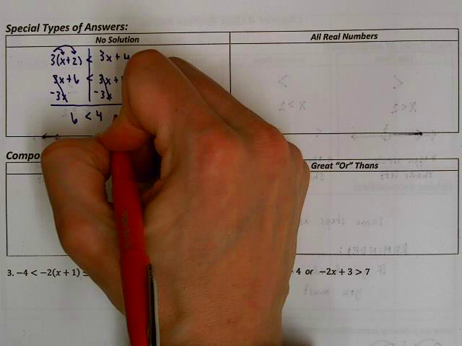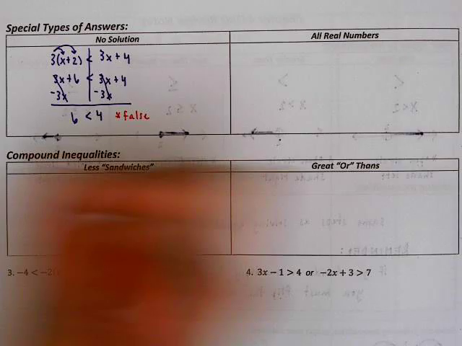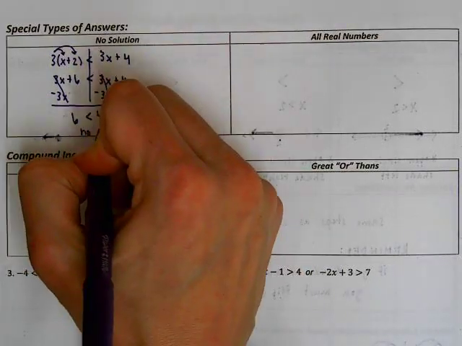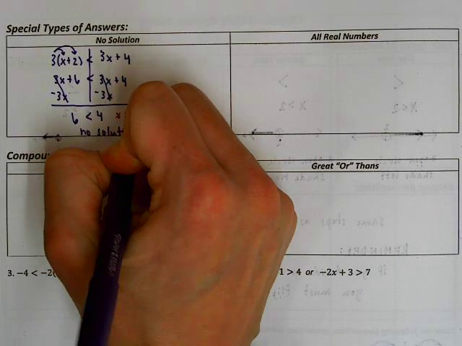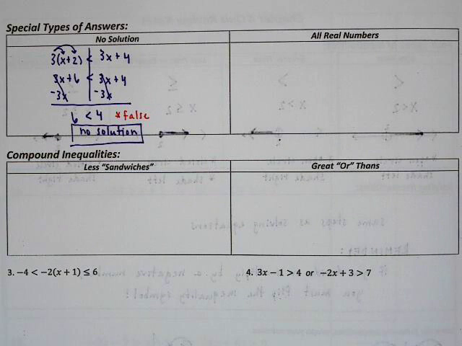Since I know this is false, 6 is not less than 4, we would say our answer is no solution. And remember, you have to write those words to show me you know what that means.